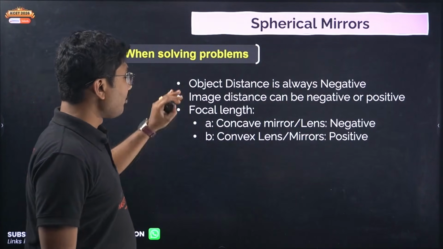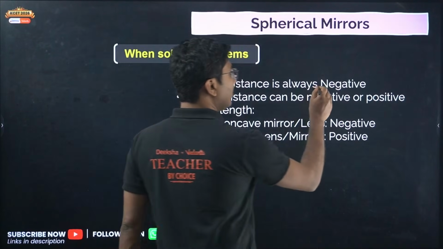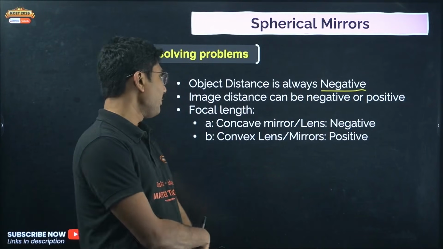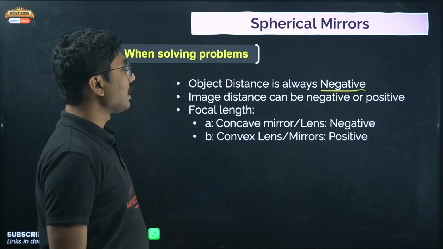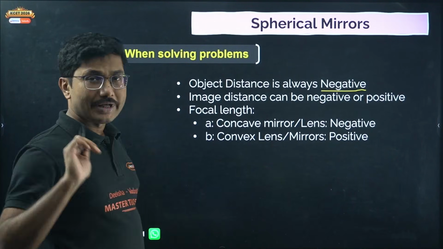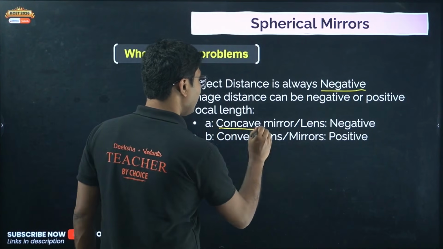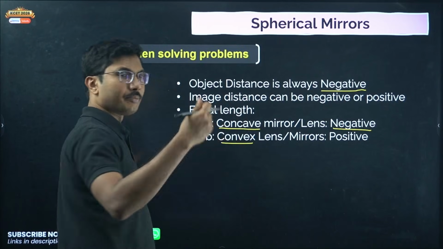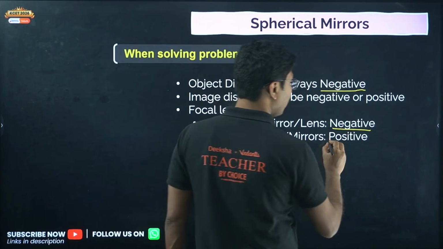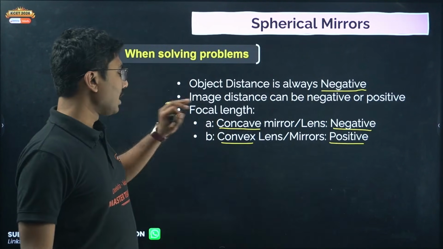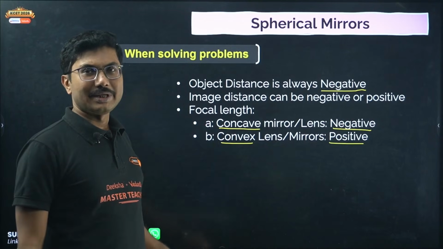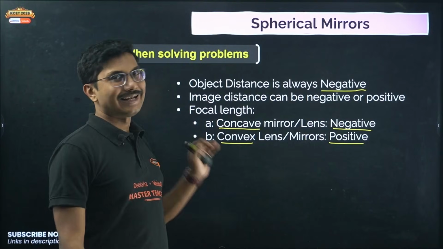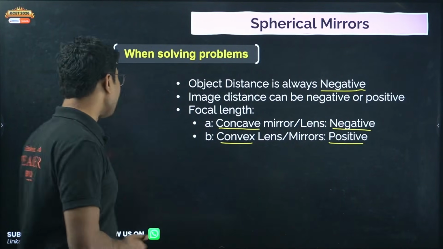Now, when solving problems, object distance is always negative. As I mentioned, image distances can be negative or positive. Focal length of a concave mirror or concave lens is always negative. So if you read concave, you should remember focal length is negative. If you read convex, lens or mirror does not matter, focal length will always be positive. Convex lens, convex mirror: focal length positive. Concave mirror, concave lens: focal length negative.